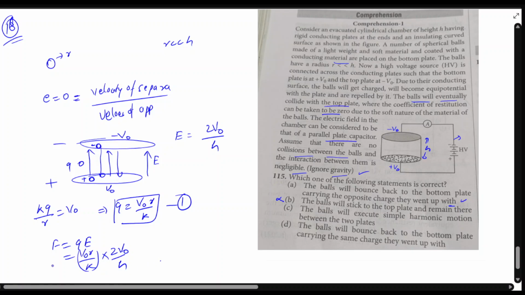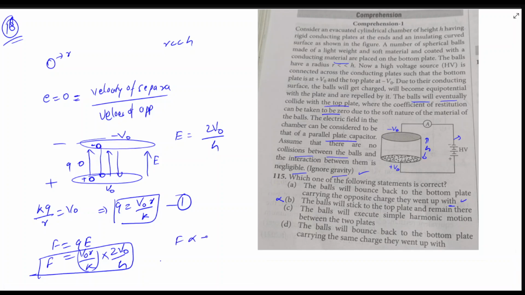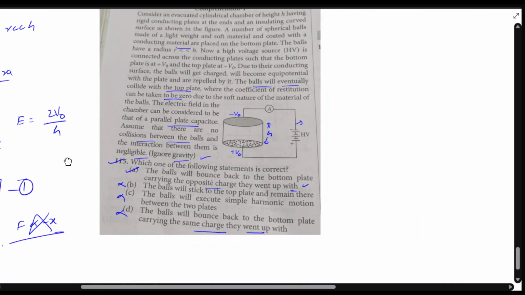And look, everything is constant. So the force on the ball is actually constant, right? So it is not proportional to minus x. So this C option is wrong. This is a simple oscillatory motion, not SHM. The ball will bounce back to the bottom plate carrying the same charge they went up? No, wrong. So it will be the opposite charge. So A is correct.